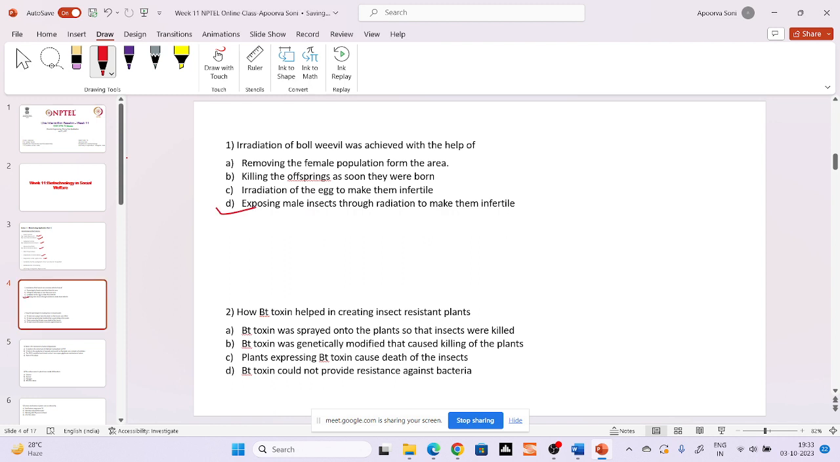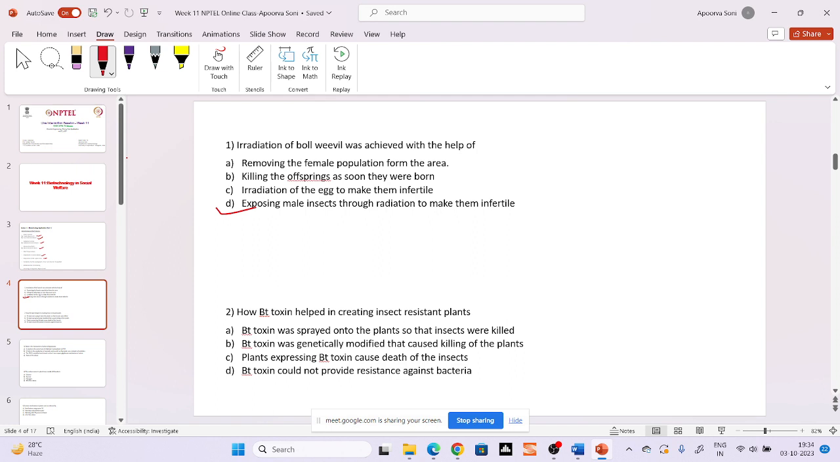Even if you don't know, you have to look for the strategy to solve a question. Even if you have absolutely no idea what this is about, if you have just a basic knowledge of what we have studied: removing the female population from an area. Do you think it is practically feasible to remove the female population or the male population, especially if they are, let's say, insects? It is not very easy or possible.